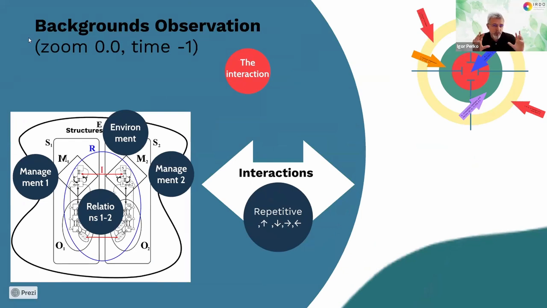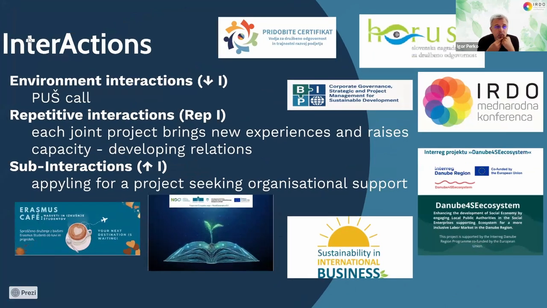This is the part which is the structural background which allows us to conduct the interaction, which is the development of the project. Okay, now let's have a look at the interaction part. So we could see the environment interactions are very important. There was a call from the regulator, a supportive one. We will finance a project which deals with sustainability, which deals with social responsibility, which develops the capacity of students and works with organizations. So somebody from the environment decided that they would like to support this kind of interaction. Okay, there we had these repetitive interactions, right?